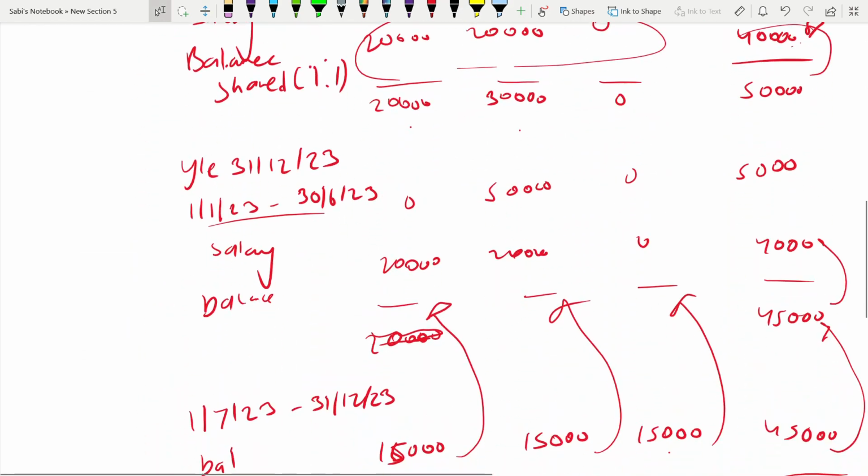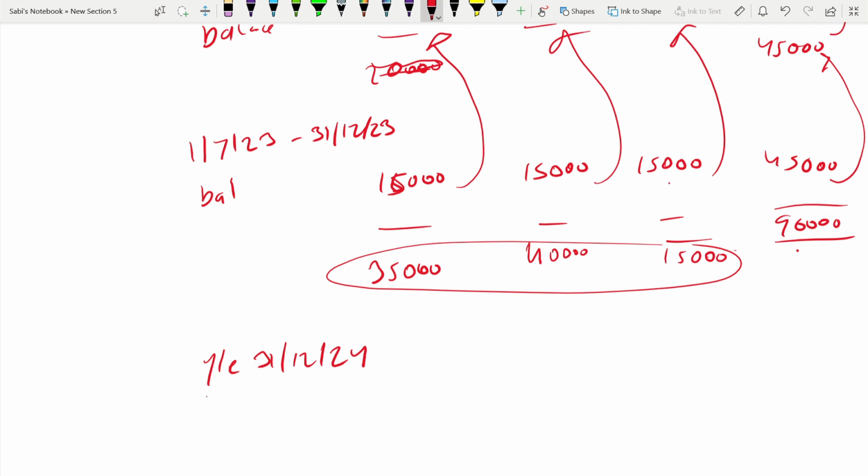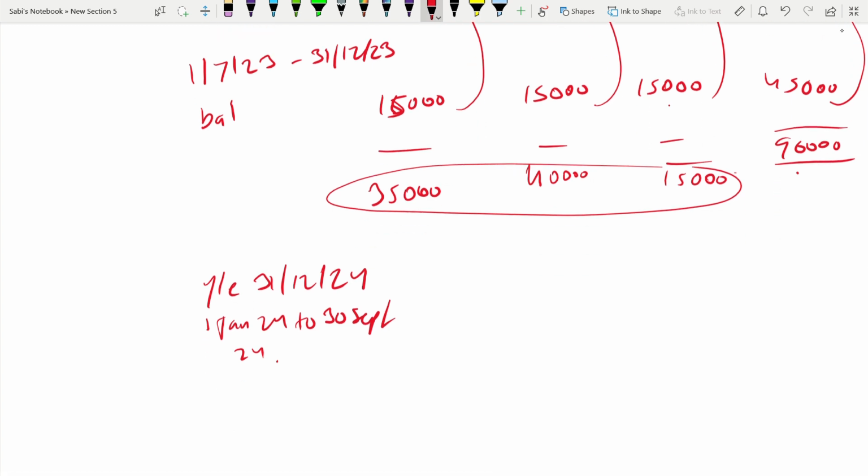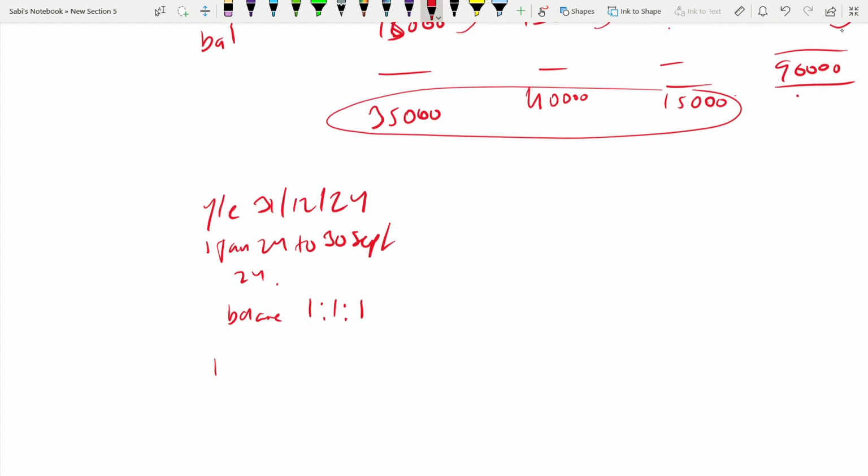You have to take the profit of 9 months. 1st Jan 24 to 30th September 24. How many months? 9 months. Balance will be shared 1:1:1. Remember, Xavier is still there. And then another period runs from 1st of October 24 to 31st December 24. This time balance will be 3:2. Now 2 partners.